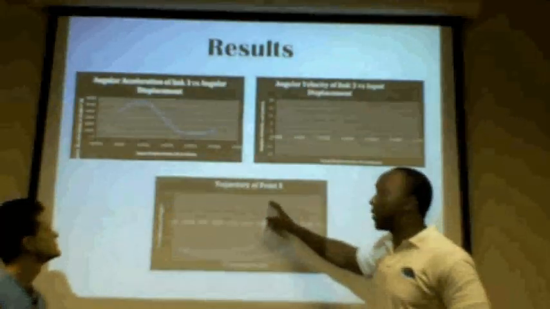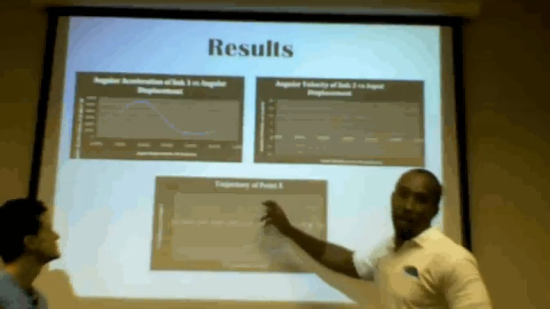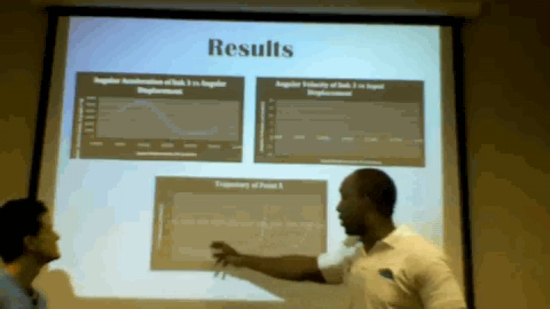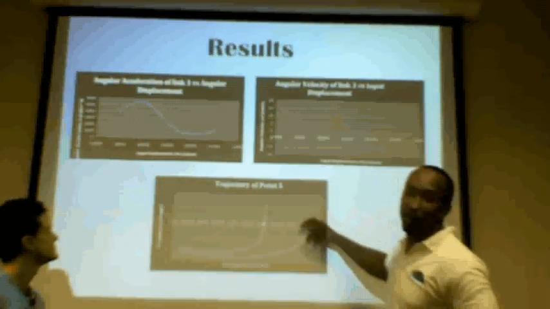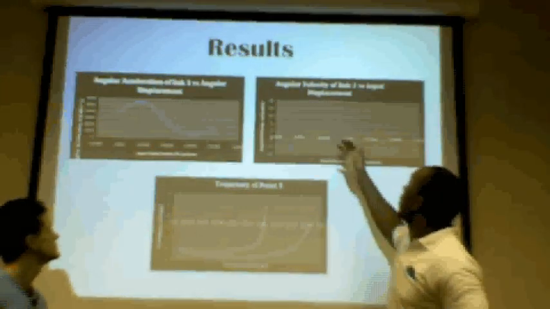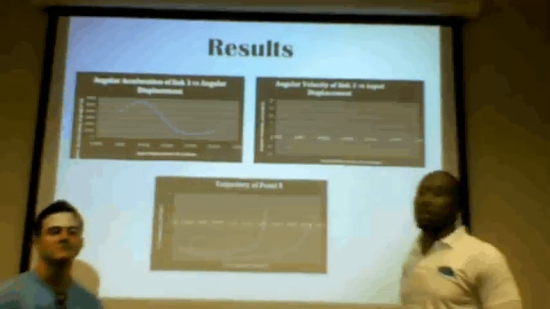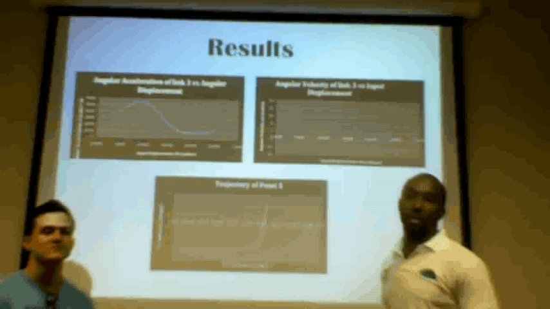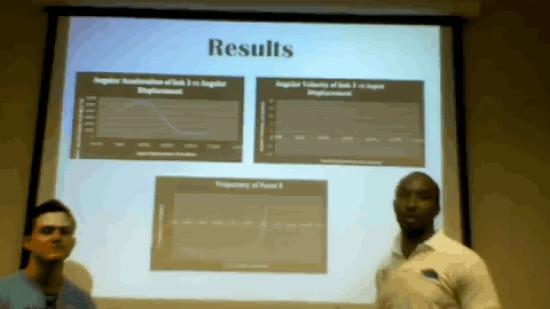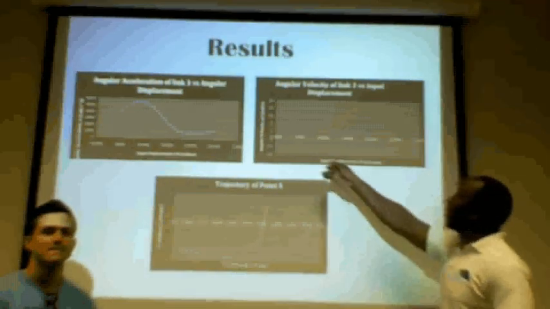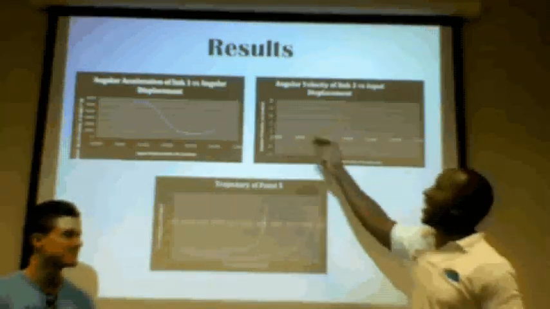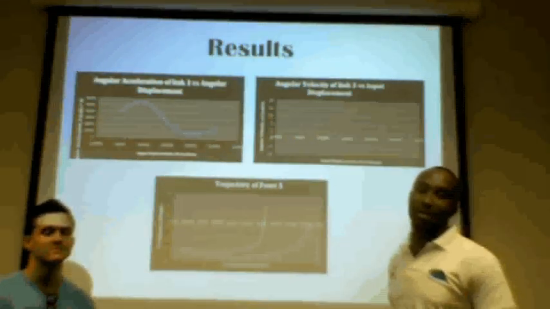As you can see here, it starts at this position, and as the velocity continues, it goes along this trajectory line. After that, we have 2 other graphs displaying the angular displacement and the angular velocity versus the angular acceleration, and the angular velocity versus the angular displacement.